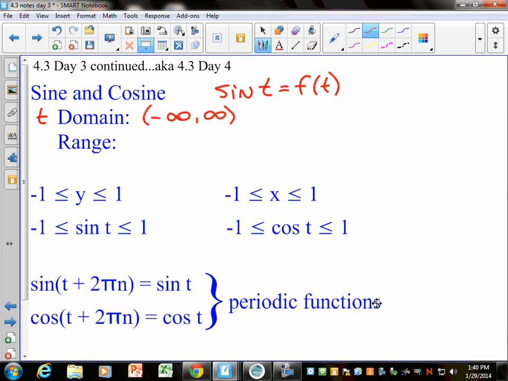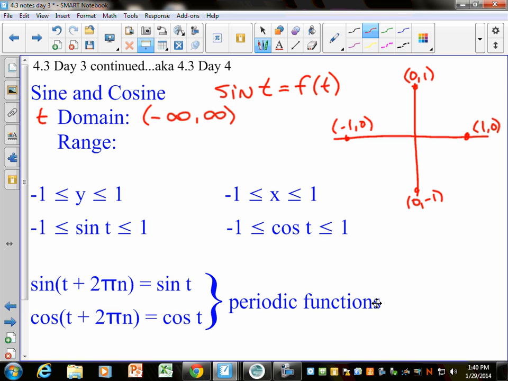But the range of sine and cosine is definitely not negative infinity to infinity. And you can use your unit circle to think about the range. The range is the output that we get. When we take the sine of something, what do we get? Take the cosine of something, what do we get? If you think about this, on my unit circle, this is the point (1, 0). This is the point (0, 1). This is the point (-1, 0), and (0, -1).